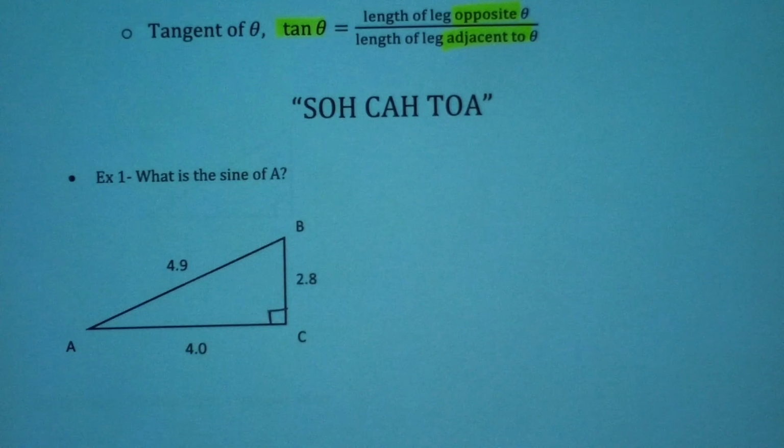Okay, so let's take a look at this one. It says, what is the sine of A? First thing we're looking at here: A is just this angle here. We've got three angles there, A, B, C. A is the one we're looking at.